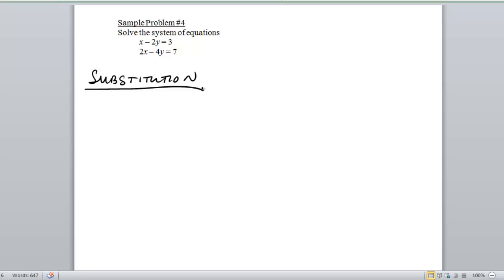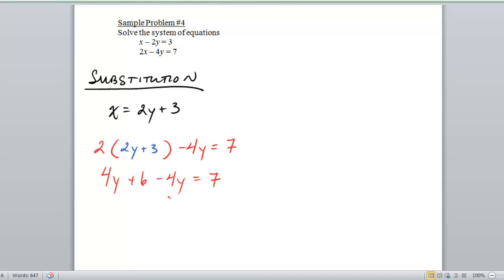I'll start by changing the first equation to x equals 2y plus 3, and then I'll go through the substitution process. When I get down to this part right here, I run into a little trouble because I have 4y and a negative 4y, and of course those are simply going to cancel each other out, leaving me with this thing that says 6 equals 7. And I simply know that this is not true. 6 does not equal 7. This is a false statement.